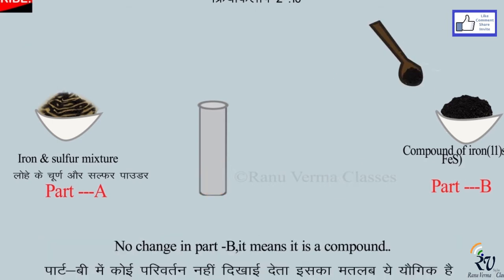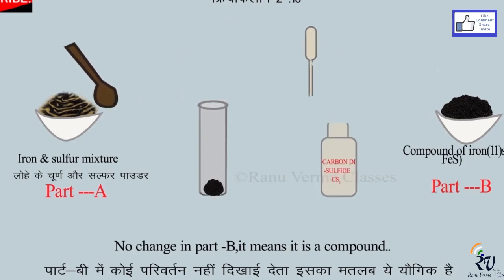Now add carbon disulfide to part B. We don't see any kind of change. Part B is a compound. Sulfur has already lost its property. Now it is in the form of iron sulfide, not a separate sulfur particle. Otherwise it would have dissolved.